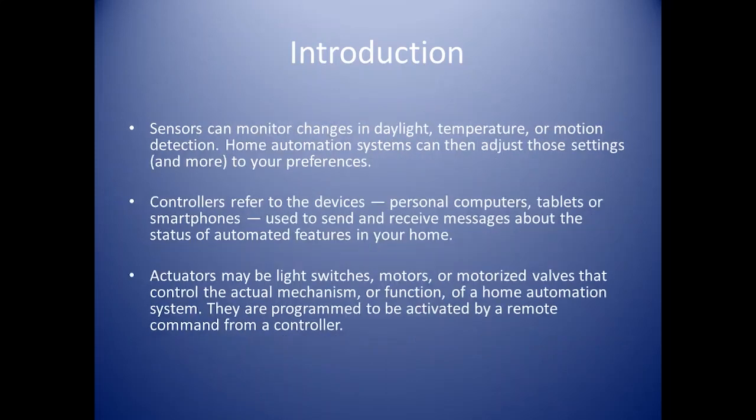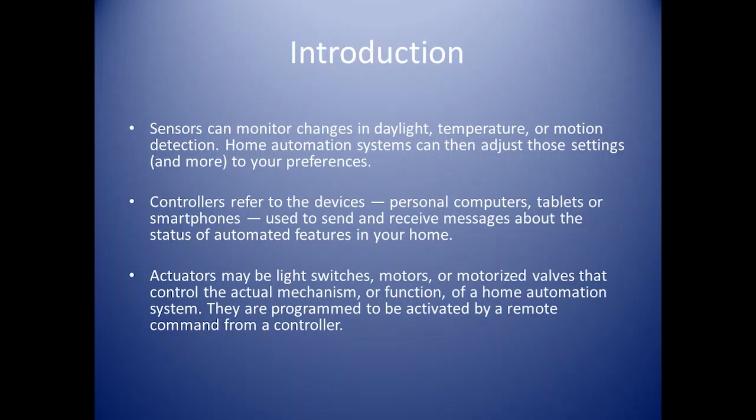So let's look at the three main elements of a home automation system. The first one is sensors. Sensors allow you to monitor the differences that you can feel or see in your devices, and at the same time, they also help you to adjust those settings according to your preference. These can be changes in sunlight, in temperature, in motion detection, and various others.